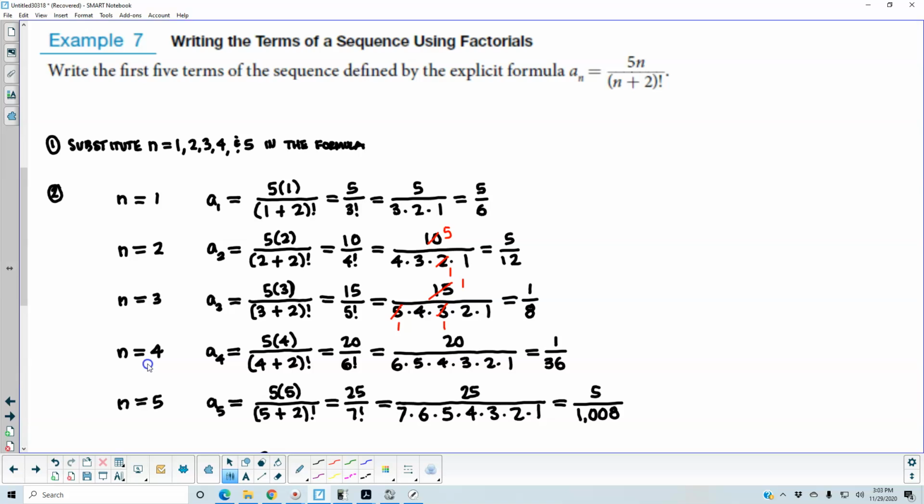Next, we have n is equal to 4. So the fourth term is going to equal 5 times 4, which is 20, over (4 plus 2) factorial, or 4 plus 2 is 6. 6 factorial is 6 times 5 times 4 times 3 times 2 times 1. So we know that 5 times 4 is going to give us 20, and that's going to simplify what we have in the numerator, which is 20. So we have 1 left in the numerator, and then 6 times 1 times 3 times 2 times 1 gives us 36. So the fourth term is 1 over 36.